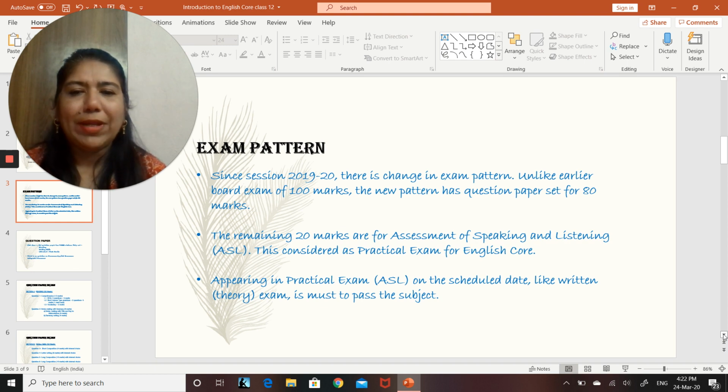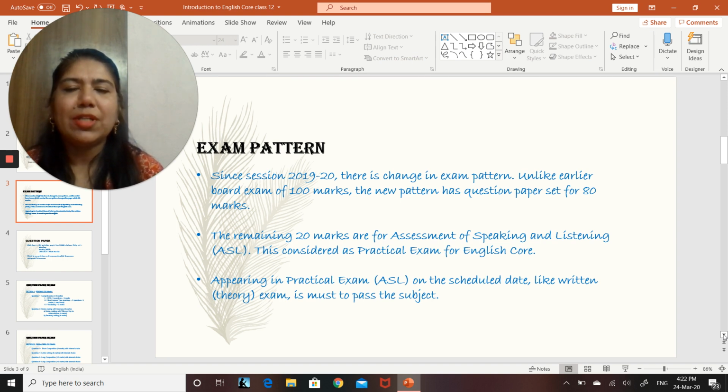Now, a glimpse of exam pattern. Since last session, that is session 2019-20, CBSE has introduced practical exam in English Core as well. Like all other subjects that had been regularly having their practical exams, be it physics, chemistry, or accountancy, or history, political science. But in English, this practical exam is known as ASL, that is Assessment of Speaking and Listening. Therefore, now the written paper is for 80 marks and ASL is for 20 marks.